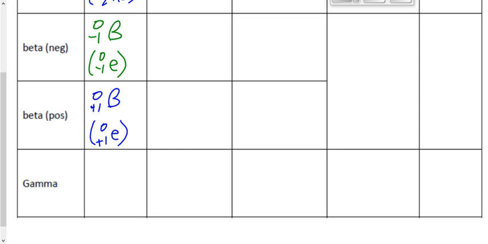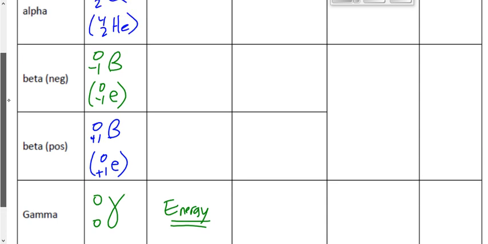Gamma rays. Gamma is just 0, 0, so of course that just means that there's no protons, no neutrons, no electrons, no positrons, nothing that's matter or antimatter, rather it's just energy. This is energy, pure energy, EMR, electromagnetic radiation.